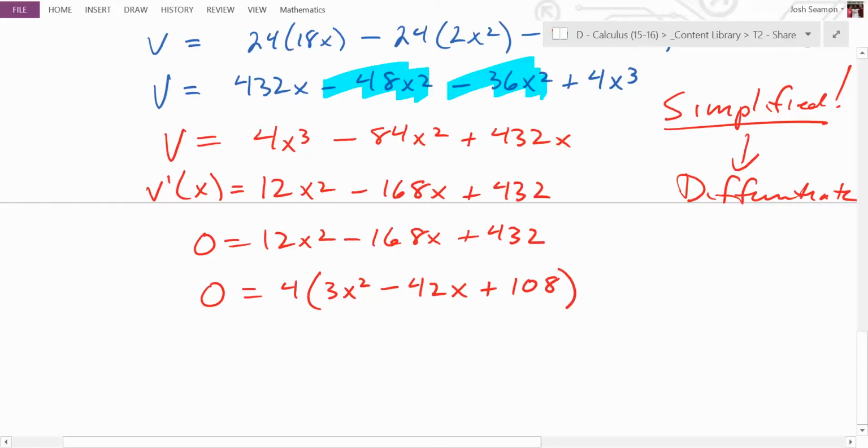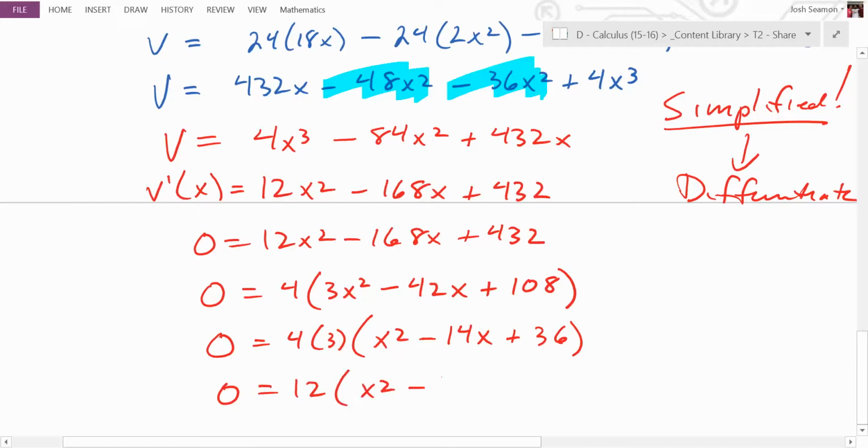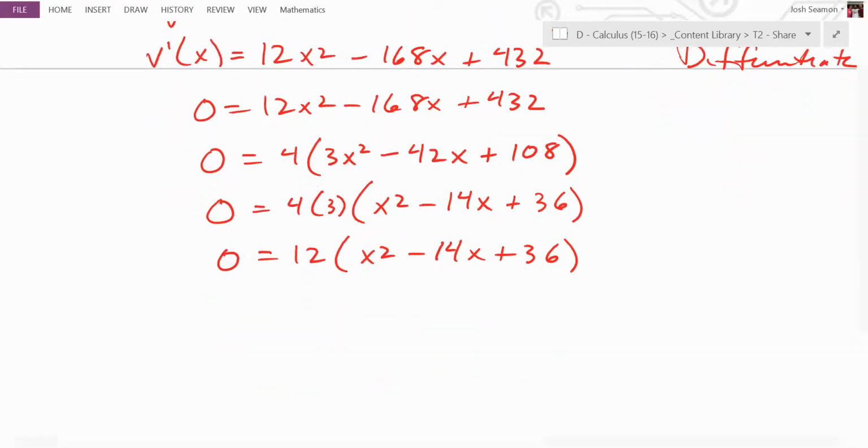I think you can factor out a 3. What do you get? X squared minus 14x plus 36. So what do you have here? We have 0 is equal to 12 times x squared minus 14x plus 36. Is that a lot nicer now? If that's true, can 12 ever be 0? No. Straightforward question. So what equation are we solving now?